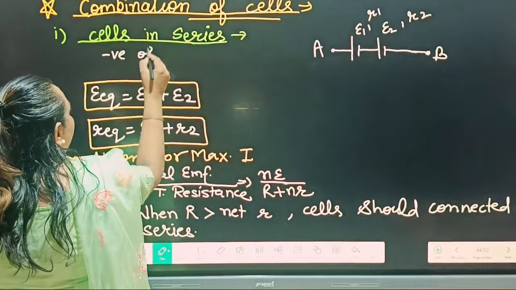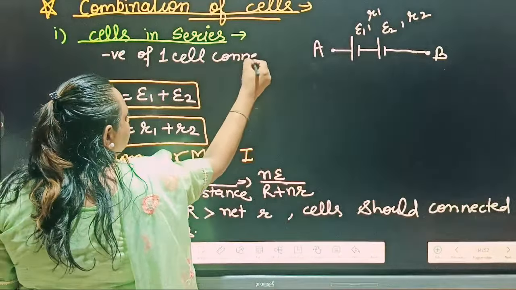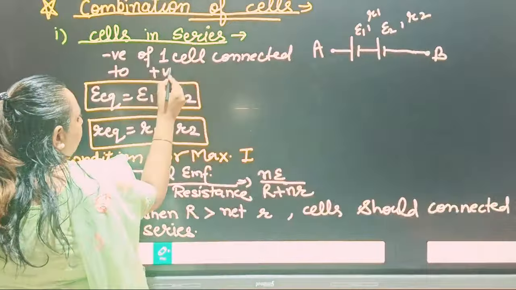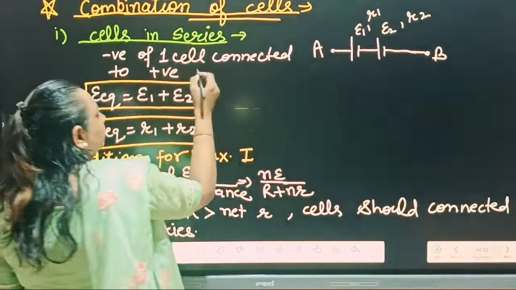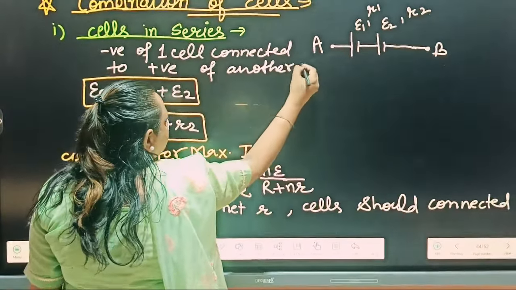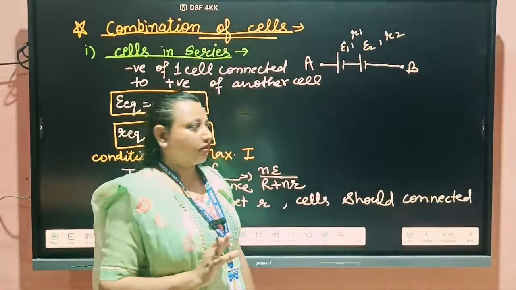Negative terminal of the first cell connected to the positive terminal of another cell. So this end-to-end connection is known as series combination.